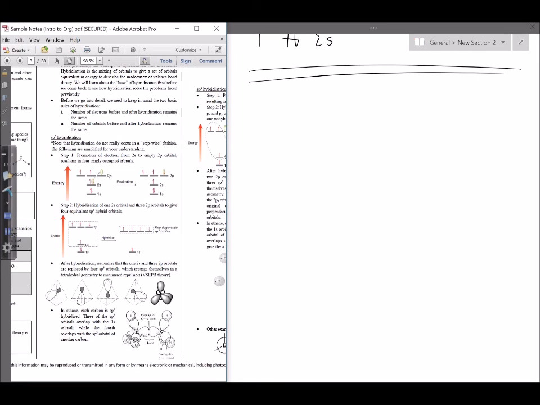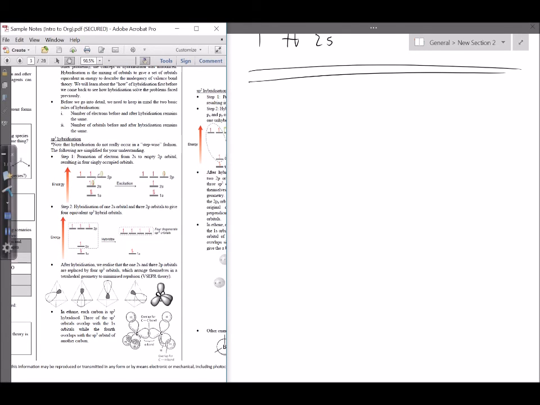So let's look at sp3 hybridization. Just a side note, take note that hybridization does not really occur in a stepwise fashion. The following are simplified for your understanding. So please don't go and describe hybridization as a stepwise process, because it's really just used to help you to understand it.